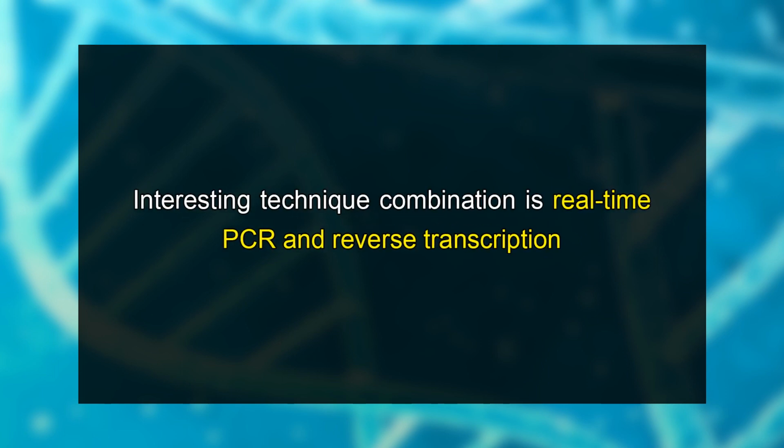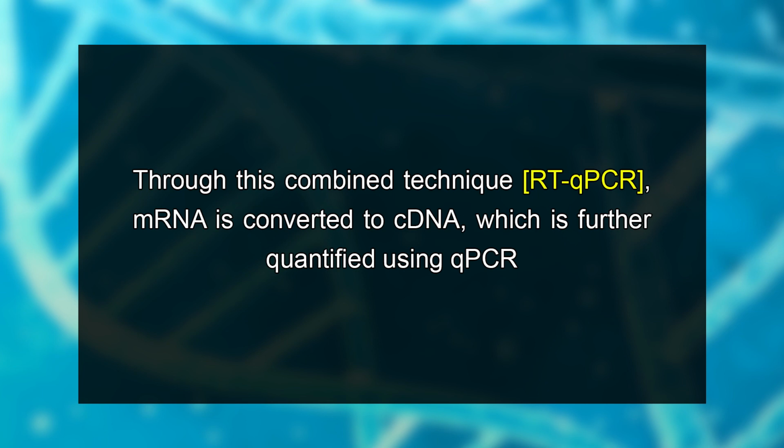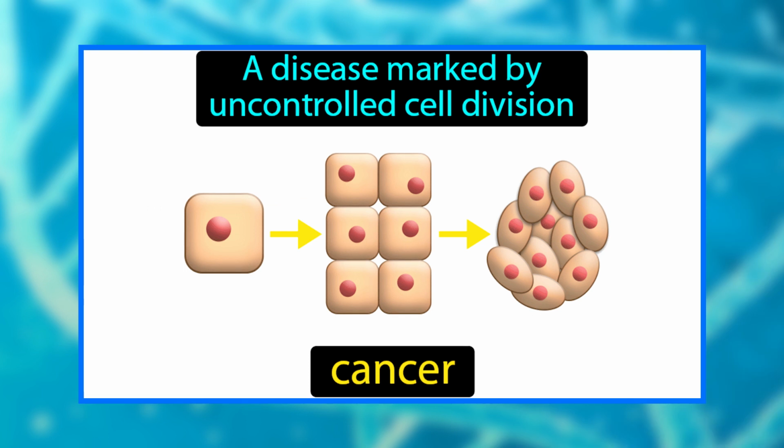An interesting technique combination is real-time PCR and reverse transcription. This sophisticated technique called RT-qPCR allows for the quantification of a small quantity of RNA. Through this combined technique, mRNA is converted to cDNA, which is further quantified using qPCR. This technique lowers the possibility of error at the end point of PCR, increasing chances for detection of genes associated with genetic diseases such as cancer.